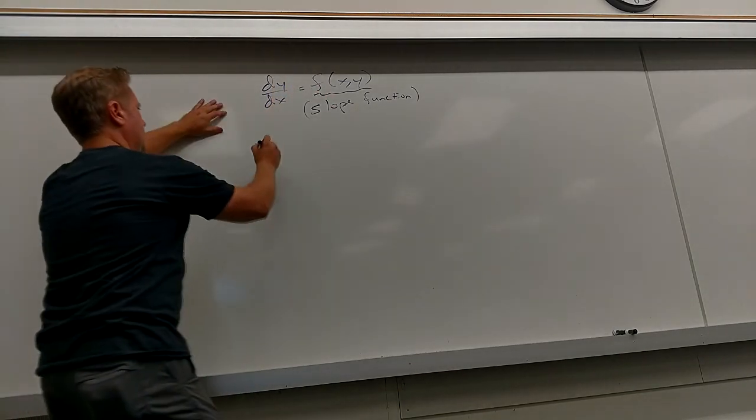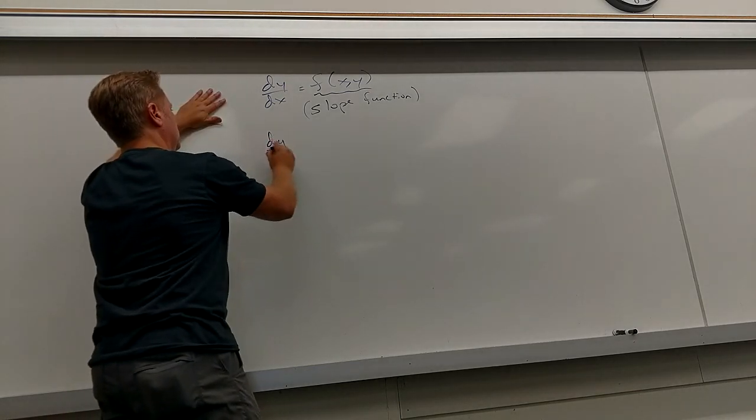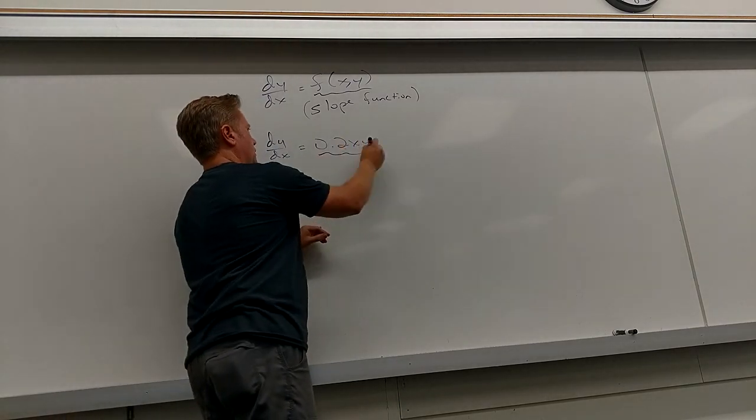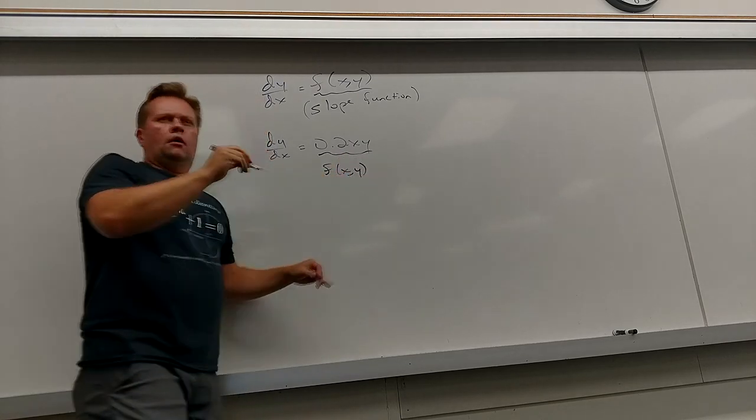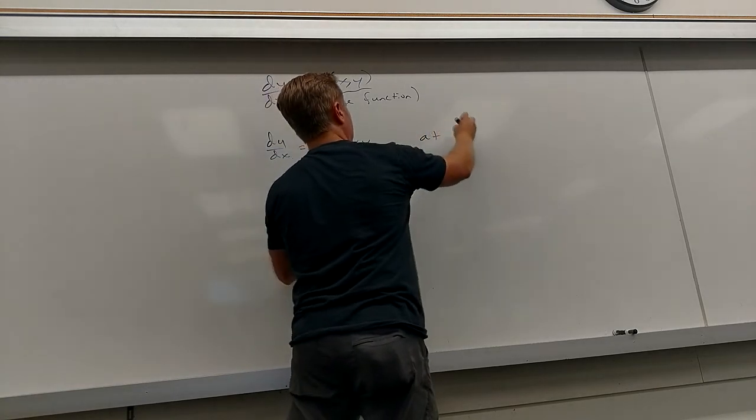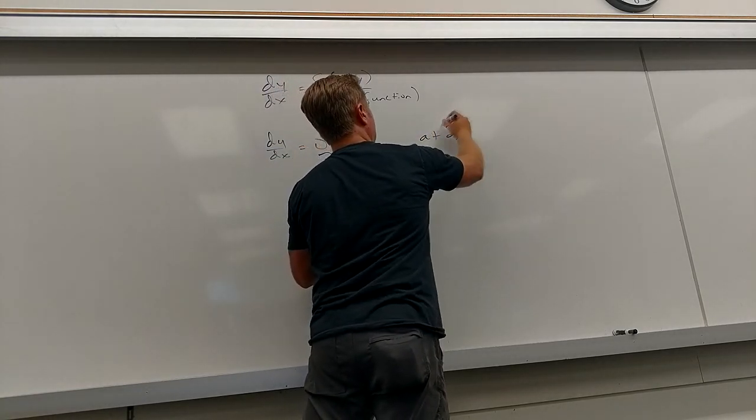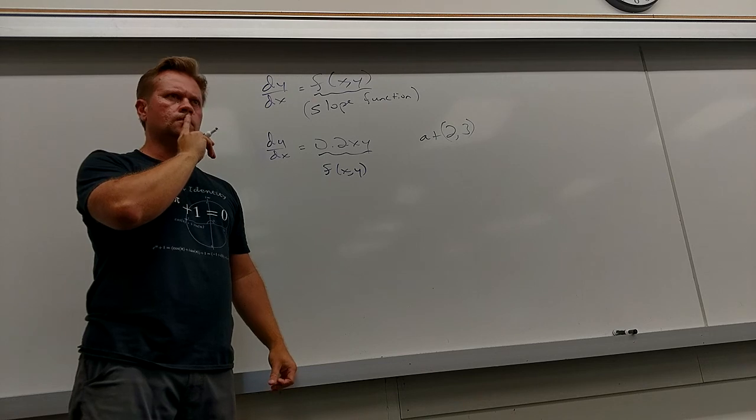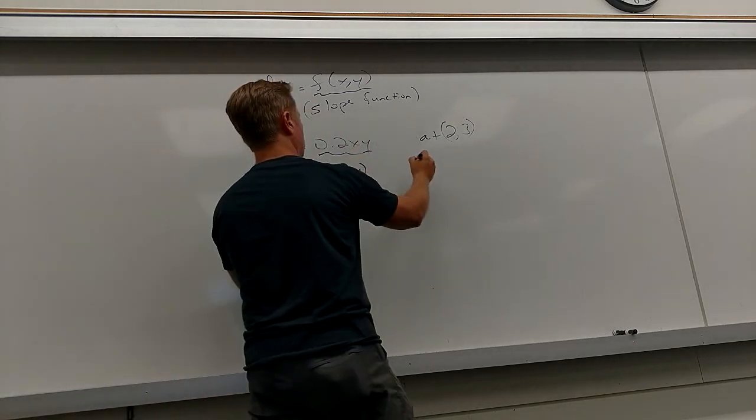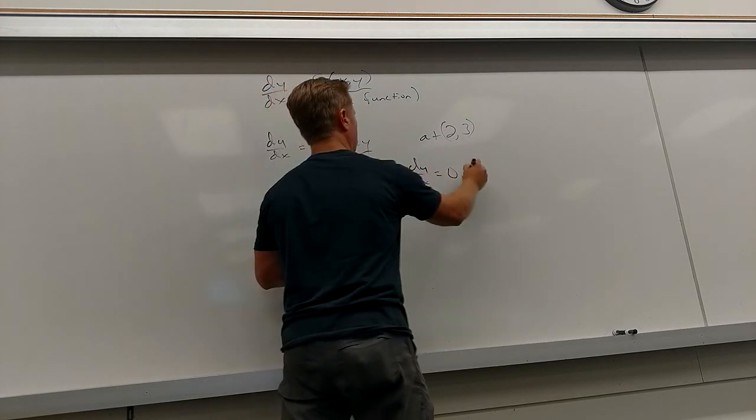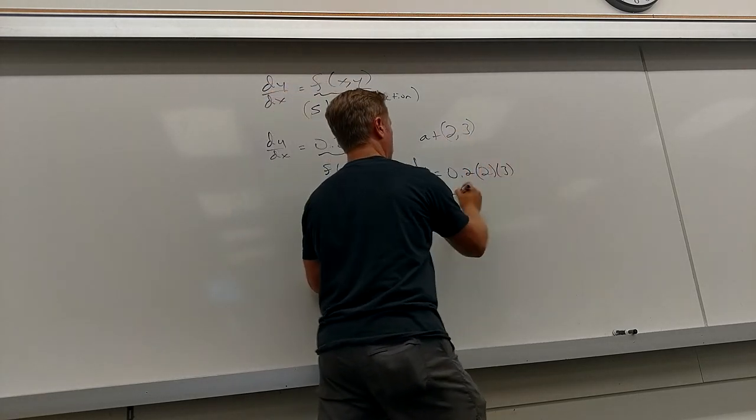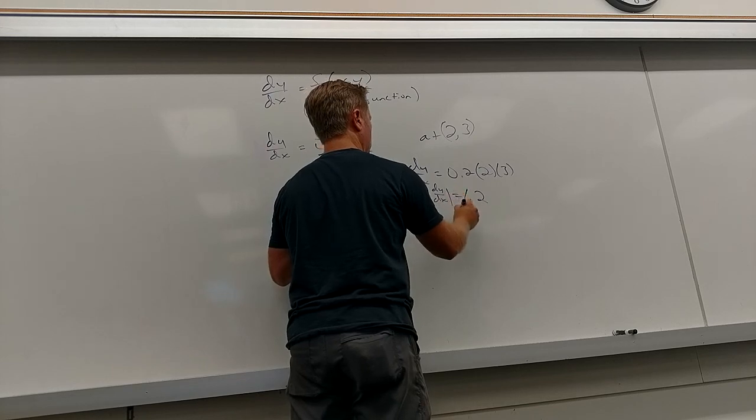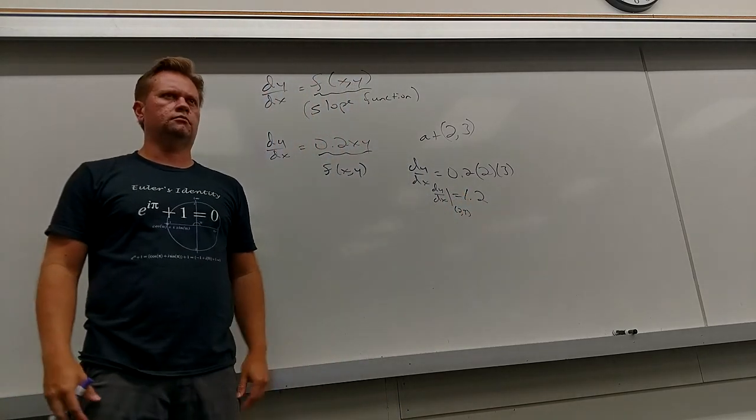So for example, if I had dy/dx, I think this pops up in the book every now and again, equal to 0.2xy, so this is f(x,y). And let's say at the point (2, 3), it doesn't really matter, what's the value of f(x,y)? So dy/dx would equal 0.2 times 2 times 3, so it would be 1.2. All right. What does that mean? That's the slope at (2, 3).